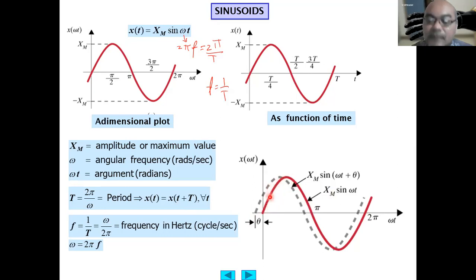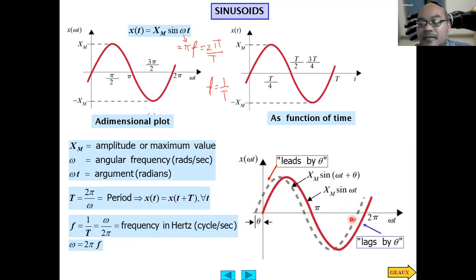Okay, so this is what we call that the gray dash line wave leads by theta, while the solid red line wave lags by theta. It means it is delayed from the other wave, the gray dash line wave, by theta. Okay, this is the meaning of leads and lags.